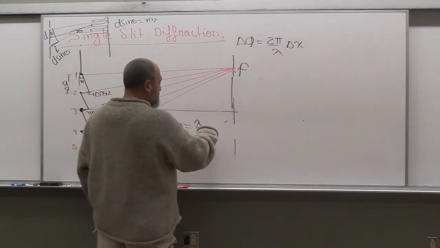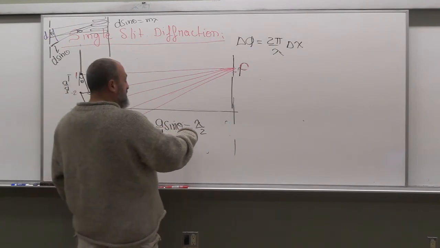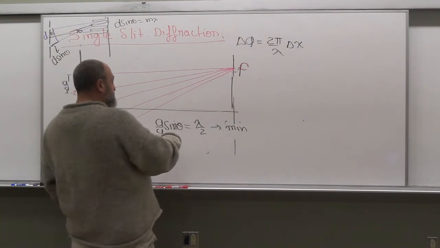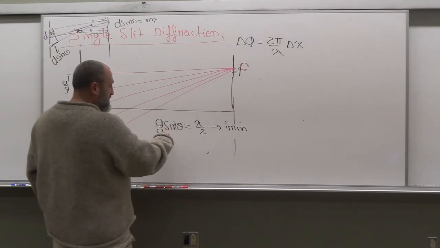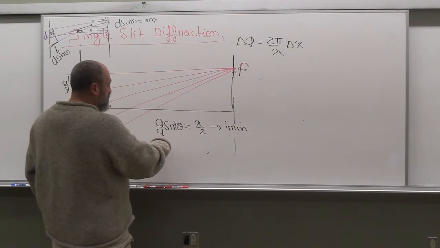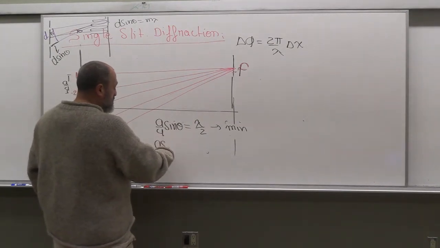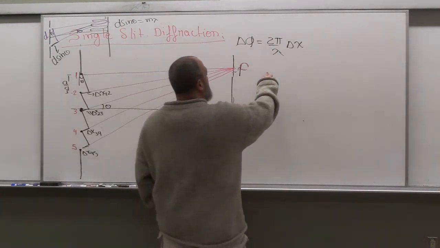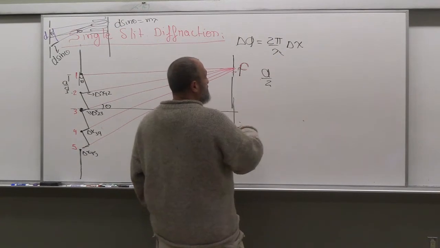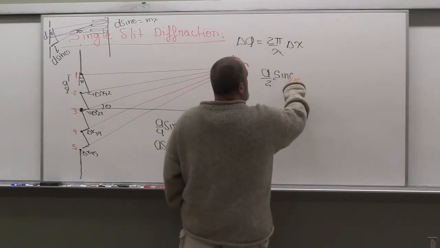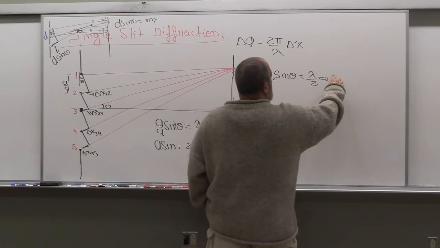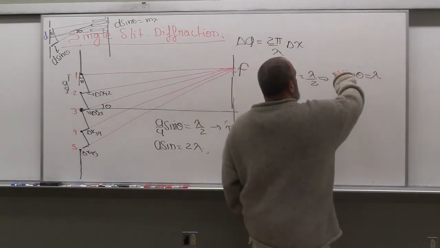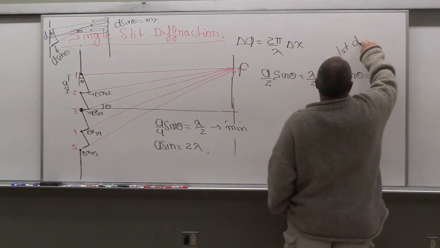We just look at lambda over 2, and this is a condition for minima. That tells me that a diffraction minimum occurs at a sine theta equal to 2 lambda. Remember, the first one occurred where we had broken up the slit into 2. We had a over 2 sine theta equal to lambda over 2. That gave me that a sine theta is equal to lambda. Okay, so that was the first diffraction minimum.